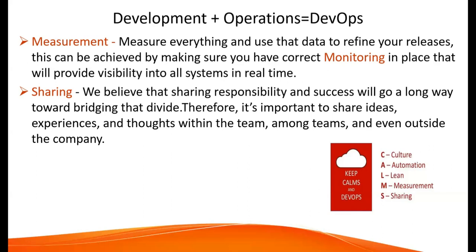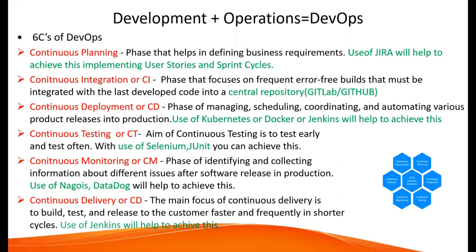I hope you got an idea what the CALMS model is and why the CALMS model has the 5 pillars of DevOps. Now, let's move to another agenda of ours, which is the 6 C's. So let's get to that. Let's together now explore what are these 6 C's of DevOps.